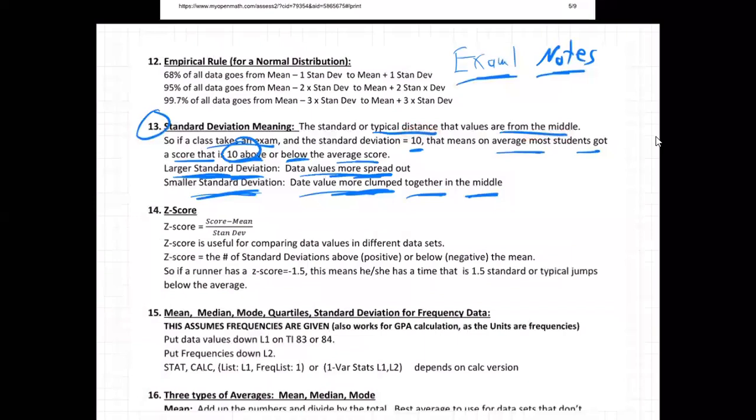So for example, if a class takes an exam and the standard deviation is 10, what does that mean? That means the average person is 10 from the middle, either above or below, either way, they're 10 from the middle. So a larger standard deviation means the data values are more spread out, and a smaller standard deviation means the data values are more clumped together in the middle. So that's what I'm observing on this question.